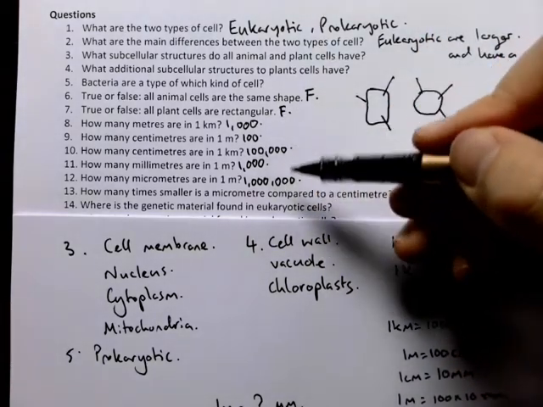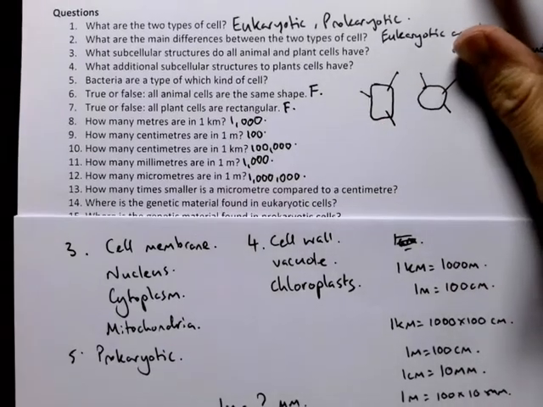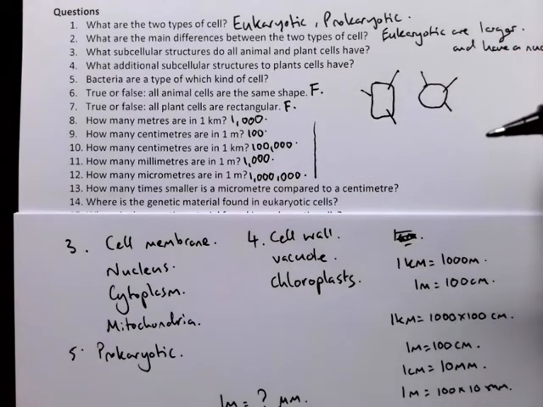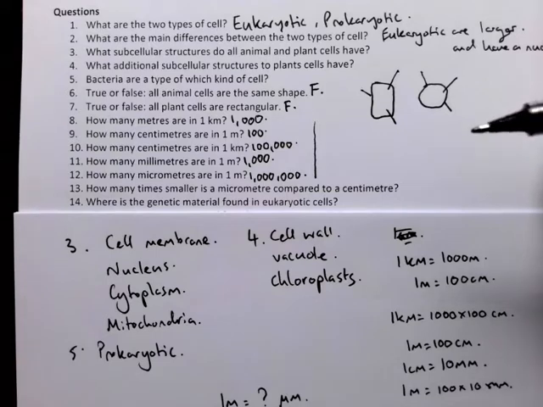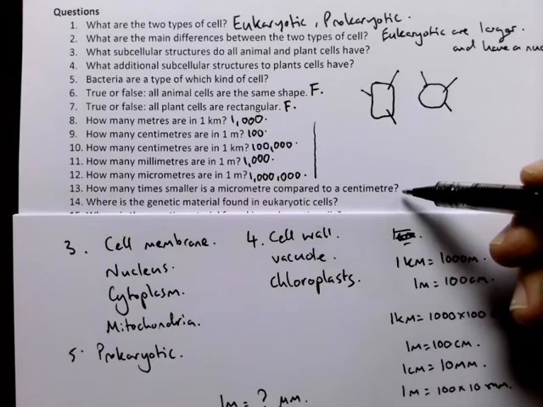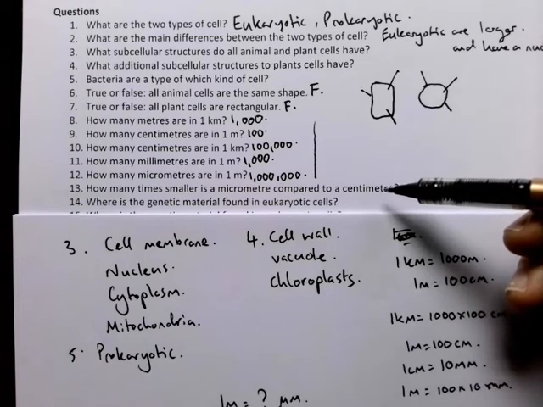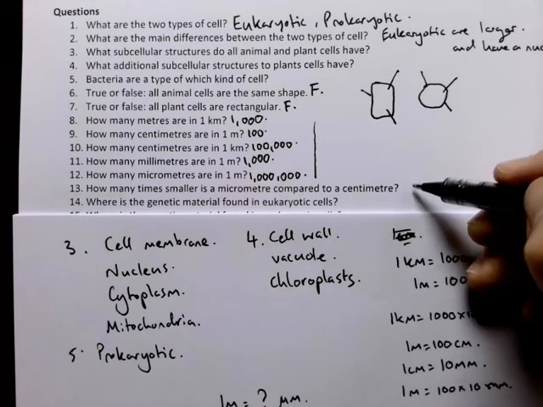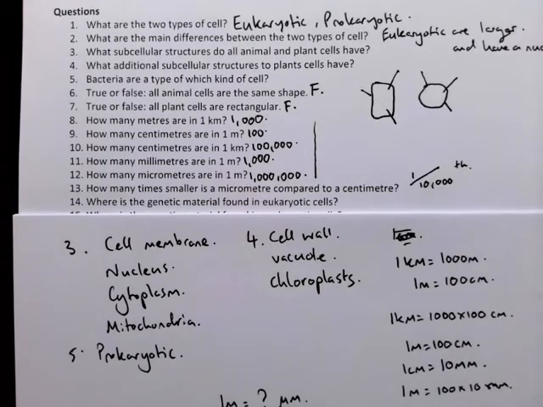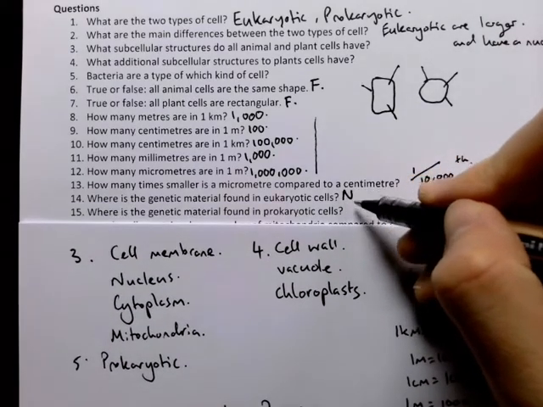Okay, and this is really important because in the next video we're going to be doing a little bit about microscopy, and we have to be able to work these unit conversions. So if you were unsure about any of these, pause the video and watch those explanations again. How many times smaller is a micrometer compared to a centimeter? Well, a micrometer is 1,000th of a millimeter, and a millimeter is 1/10 of a centimeter, so it's 1/10,000th. Where is the genetic material found in eukaryotic cells? It's found in the nucleus.